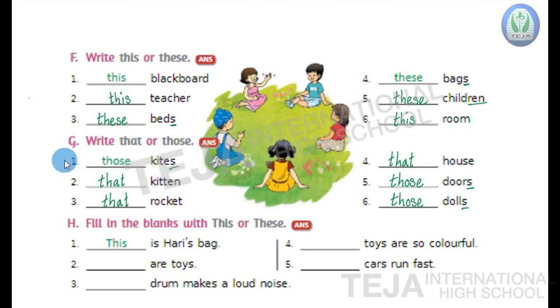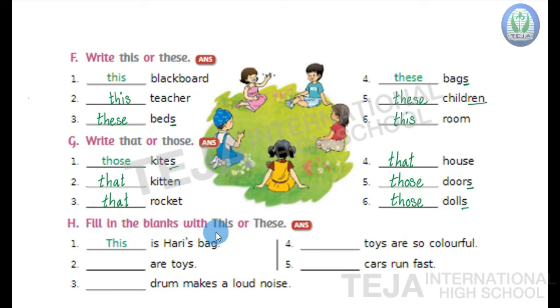Now once we'll read all the answers, children. All of you read along with me. First one, those kites. Second, that kitten. Third one, that rocket. Fourth one, that house. Fifth one, those doors. And last sixth one, those dolls. Okay.